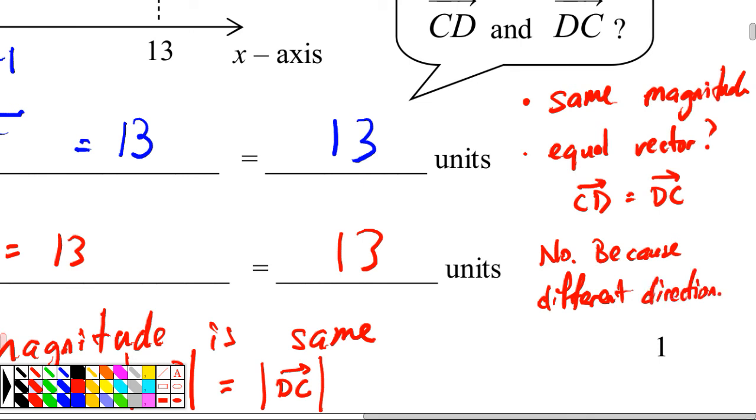So far okay? So it's no, so you put a cross just in case you thought it's the same. So it's not equal. Not equal.